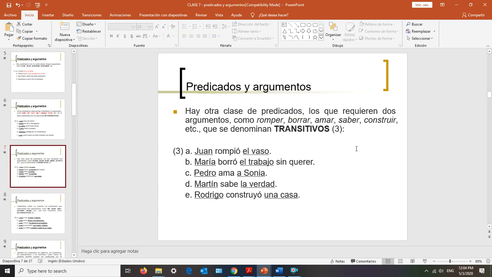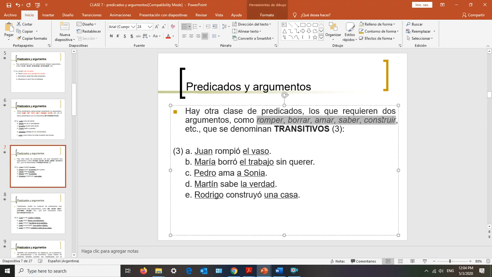Now we have transitive verbs, other than intransitive, also transitive. And here you have, for example, instances such as the verbal predicates romper, borrar, amar, saber, construir, you see, that require 2 arguments, the ones that have been underlined here in these sentences. So for the case of romper, for example, we have Juan and we have el vaso, which are arguments selected for by the semantics of romper. And the same with the other sentences, borrar, amar, saber, construir.